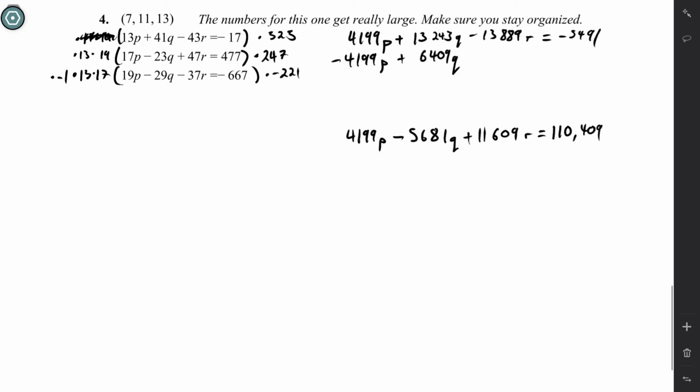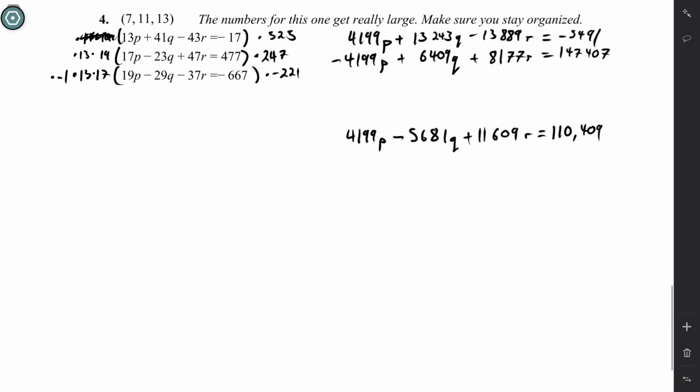And this next one here, negative 37 times negative 221 is going to give us 8,177 R. That's a positive there as well. And that equals, let's see, negative 667 times negative 221 is 147,407.